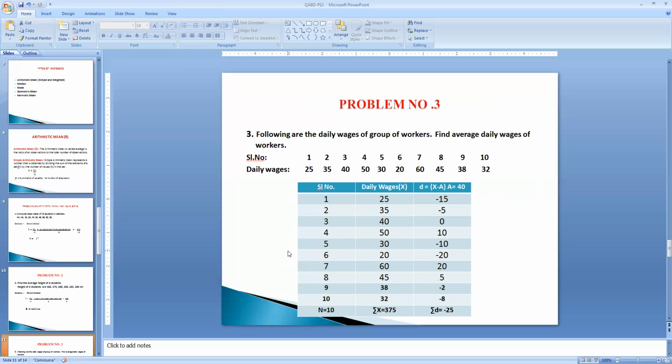Let us go to the third question. The following are the wages of a group of workers. Find the average daily wages of the workers. Here they have given the serial numbers for the 10 workers and the daily wages. The first worker earns 25 rupees, then 35, 40, 50, 30, 20, 60, 45, 38 and 32 rupees. This is the information given in the question.